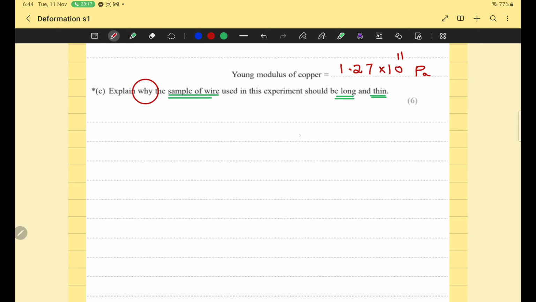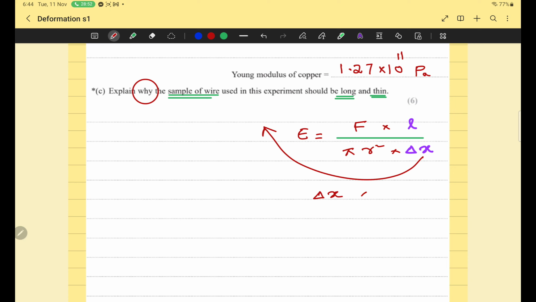So the explanation is, for Young modulus, I need force per unit area, and area is pi r square, length and extension. We have to calculate Young modulus, so I need these four variables. You can see in this equation this length and delta x. If you shift delta x here, then you can see delta x is directly proportional with length.